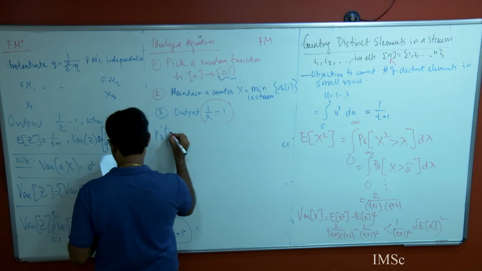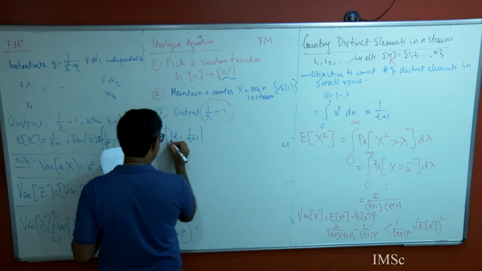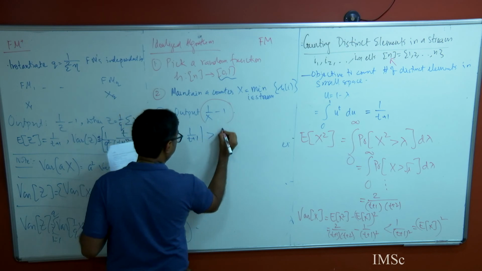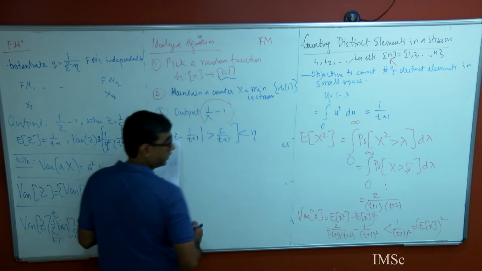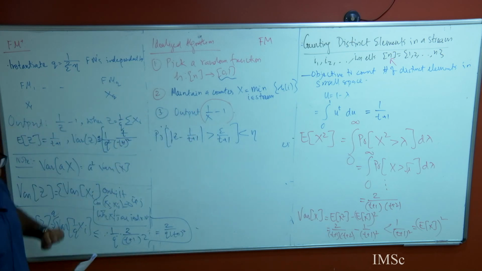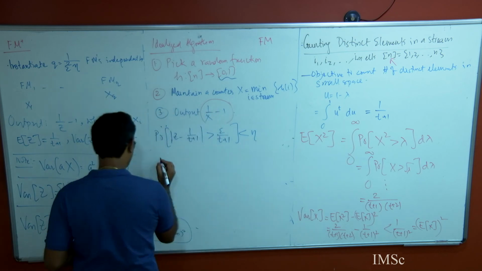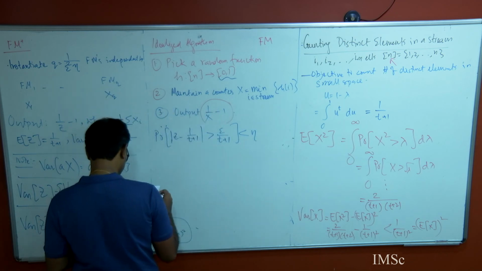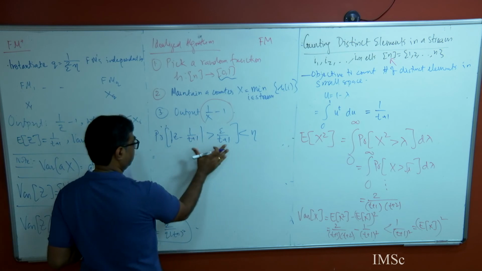What is the probability that z minus 1 over t plus 1 is greater than or equal to epsilon times 1 over t plus 1? I want to show that this is less than eta. This is what I would like to show. Okay, and how will we show this? We'll just apply Chebyshev on this.